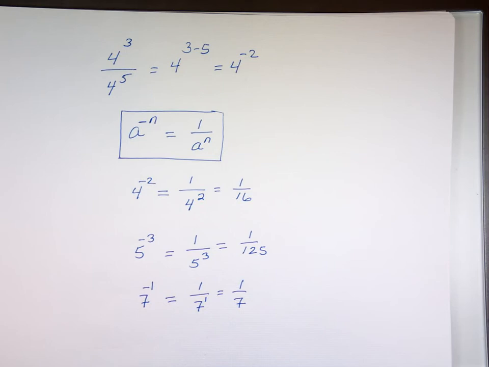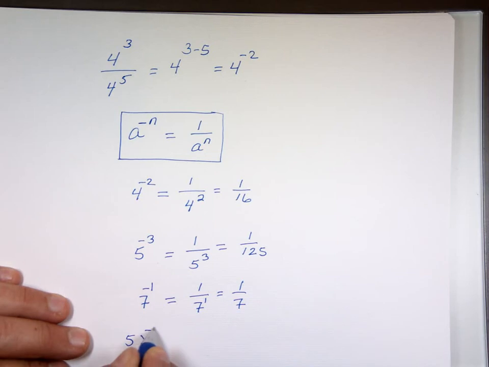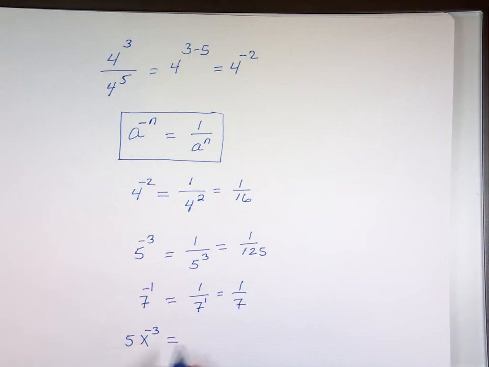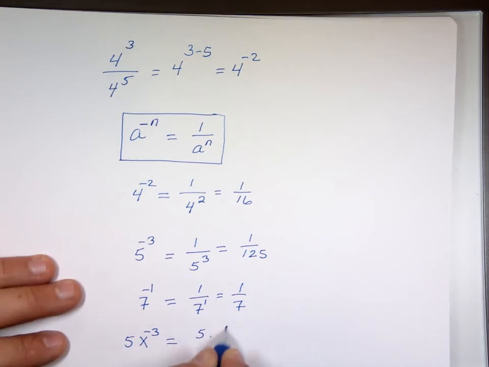Keep your eyes open on the next one. 5x to the negative 3. Anyone? Who is raised to the negative 3? X. Only x. So the 5 stays on the top, and this will be 1 over x to the 3.